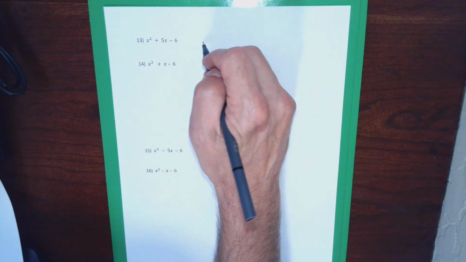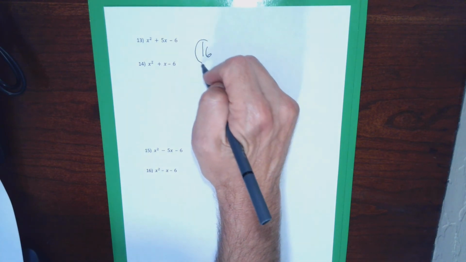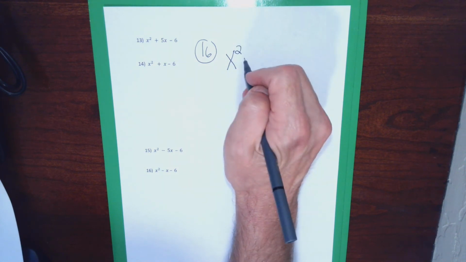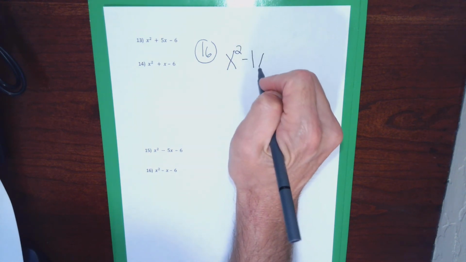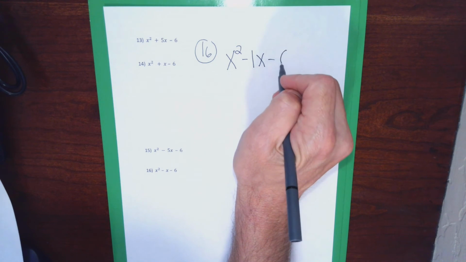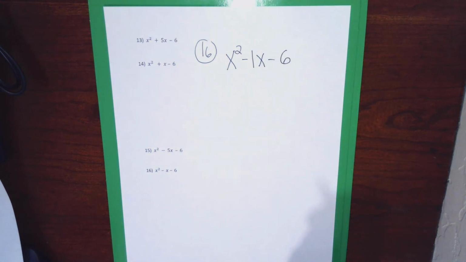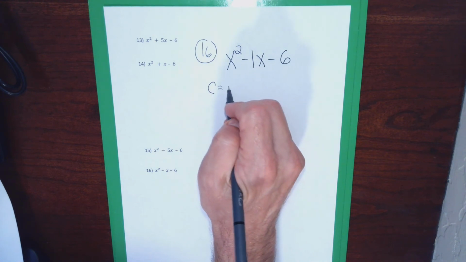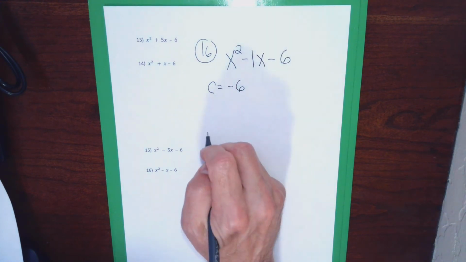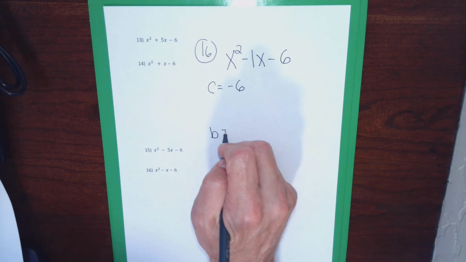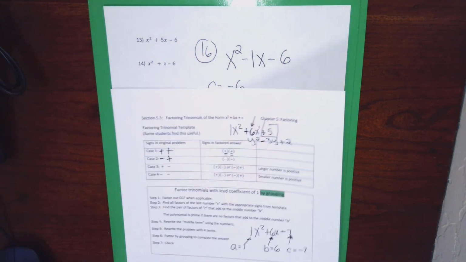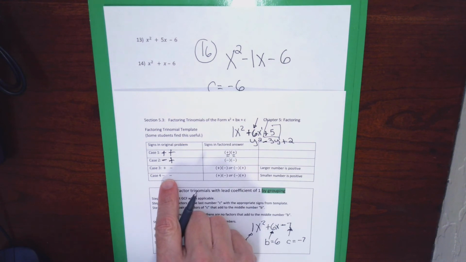Let's do 16, which I think is harder than 14, because the double negatives, I think, are the hardest signs to factor with. So I'm going to rewrite 16 so I can emphasize what the C is and what the B is. In 16, the C is negative 6, the B is negative 1. I look to my template. This is the very bottom row of my template.